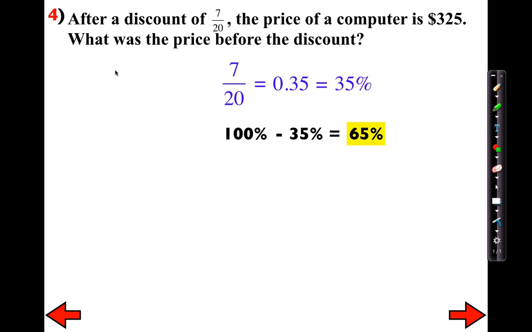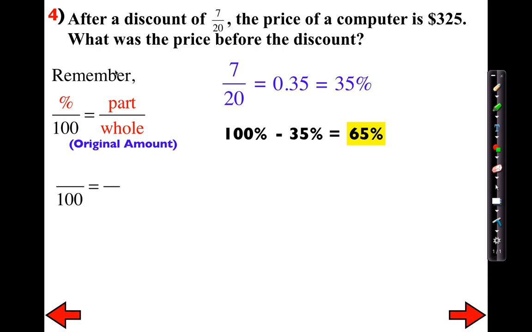So since they want to know the price before the discount, we're going to go ahead and plug in our value. So first, as a proportion, we would put 65% or 65 over 100. We're going to put 325 as the part, because notice 325 is no longer the original. 325 is the new value after the discount. So that's where you have to be very careful. It's no longer the denominator anymore.